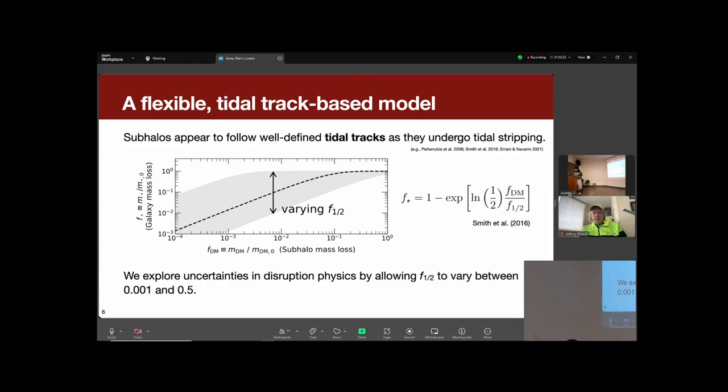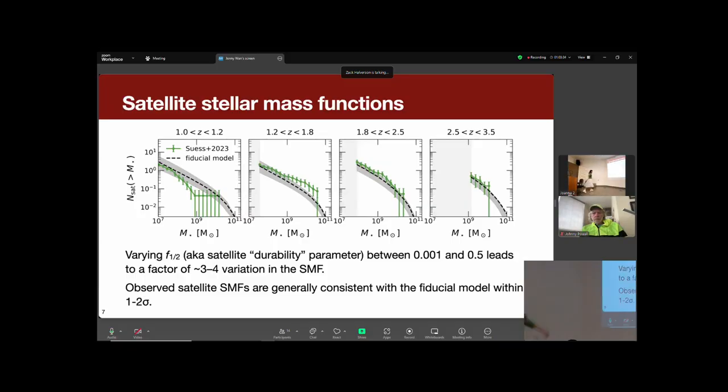Okay, so this brings me to the main results. Here I'm comparing the cumulative stellar mass functions measured from the JWST observations shown in green and our simulations. The black dashed curves are showing predictions by our fiducial model, where F_1/2 is 0.05, and the gray shaded region is showing the range of stellar mass functions allowed by varying F_1/2 between 0.001, which is setting the upper bound, and 0.5, which is setting the lower bound.